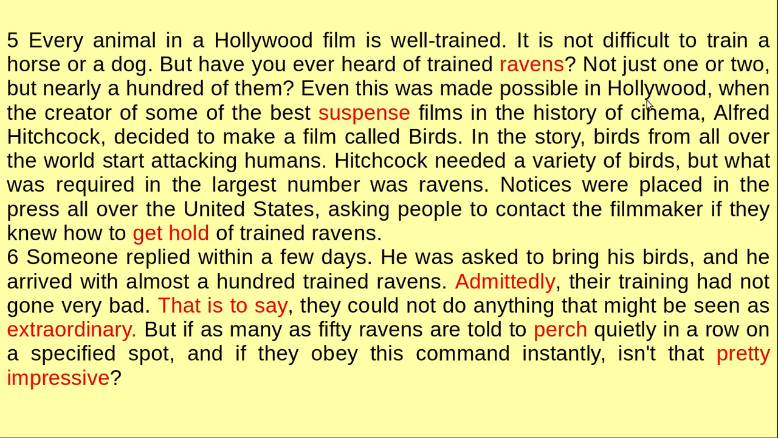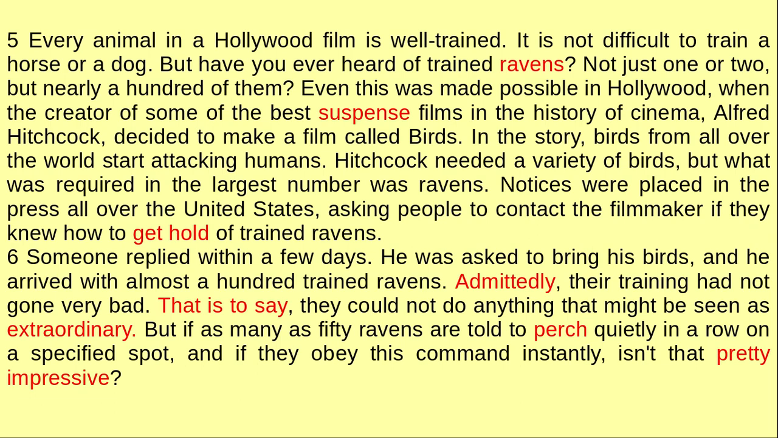In that story, birds from all over the world start attacking human beings, right? Hitchcock needed a variety of birds, different types of birds. But what was required in large number was ravens, right? He placed notices in the press, in the media, that is in papers. He gave advertisements all over the United States asking people to contact the filmmaker if they knew how to get hold of, obtain, trained ravens.